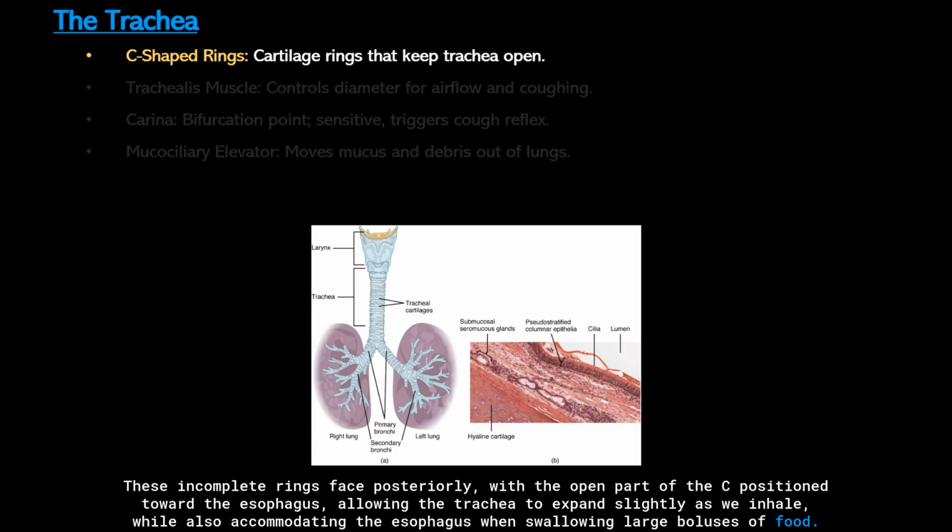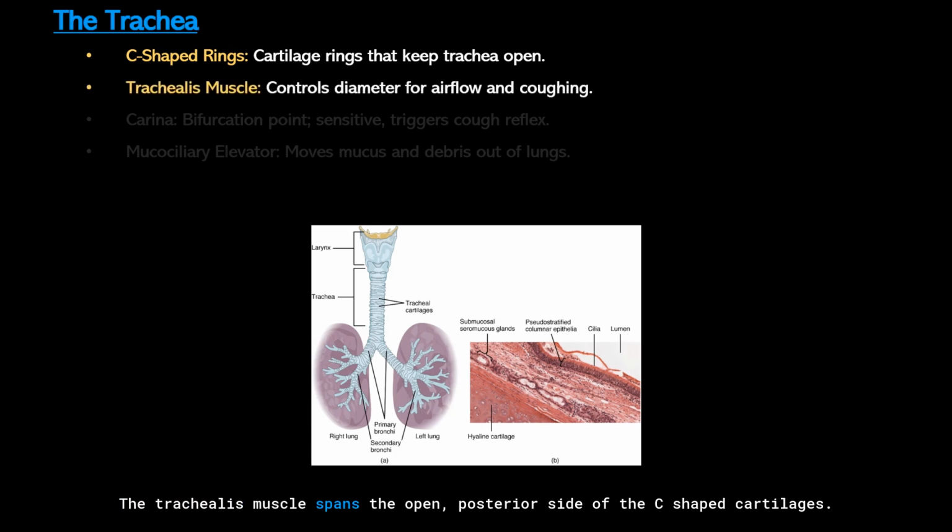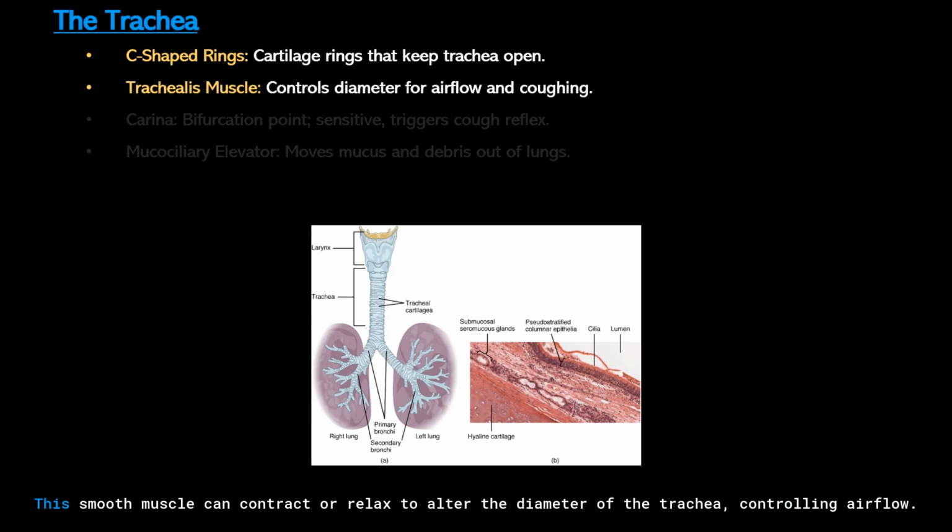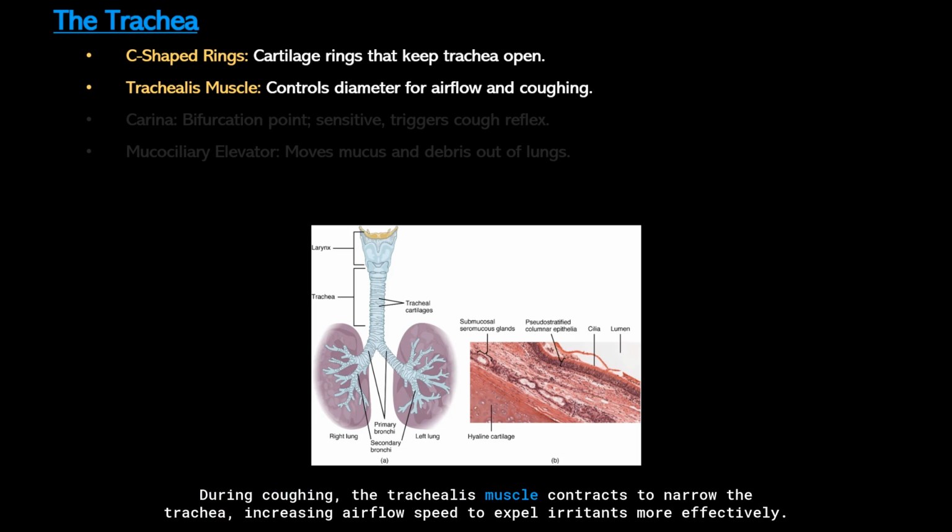The trachealis muscle spans the open posterior side of the C-shaped cartilages. This smooth muscle can contract or relax to alter the diameter of the trachea, controlling airflow. During coughing, the trachealis muscle contracts to narrow the trachea, increasing airflow speed to expel irritants more effectively.